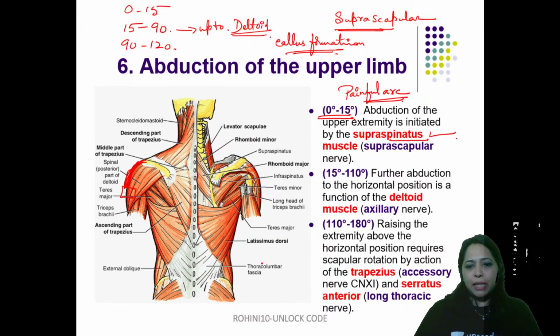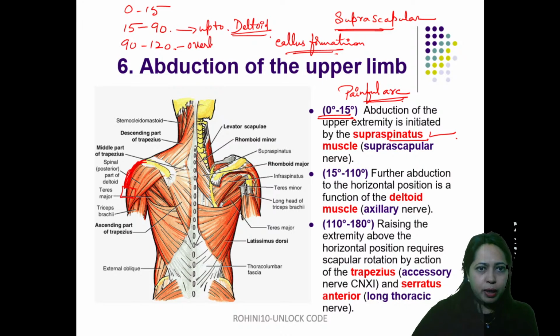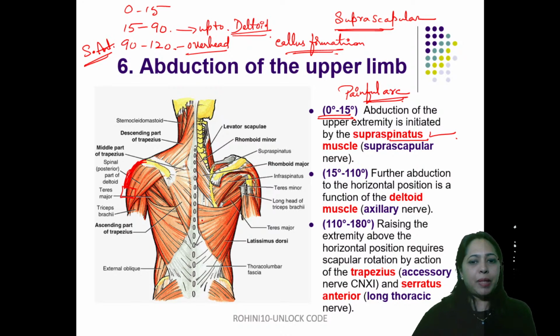Okay, next one is overhead abduction. Overhead abduction is done by the serratus anterior muscle. And you know that the trapezius also helps in overhead abduction. So you have the trapezius muscle, the upper fibers.